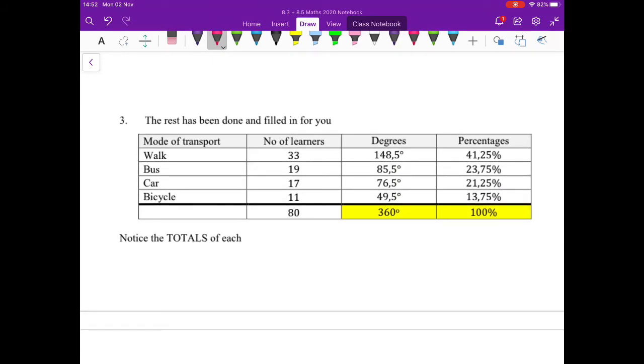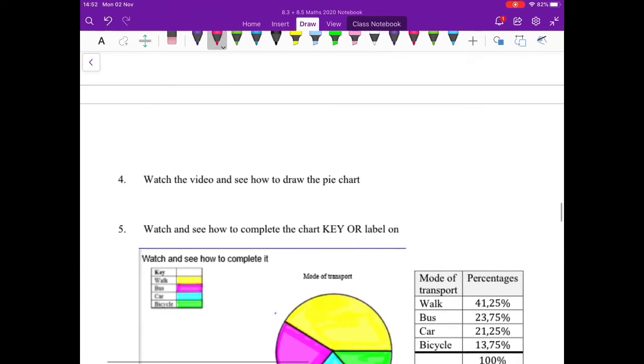Now you continue that with all the rest of the labels in the table, which is bus, car, bicycle. And what I've done, I've calculated it for you using the same method. I want you to notice, if I have degrees, they will add up to 360. Percentages add up to 100. Now, do not be disturbed if, for example, you total your degrees and you've rounded off and it's not exactly 360, it comes to 359 point something, or 360 point something, and the same with percentages, 100 point something, or 99 point something.